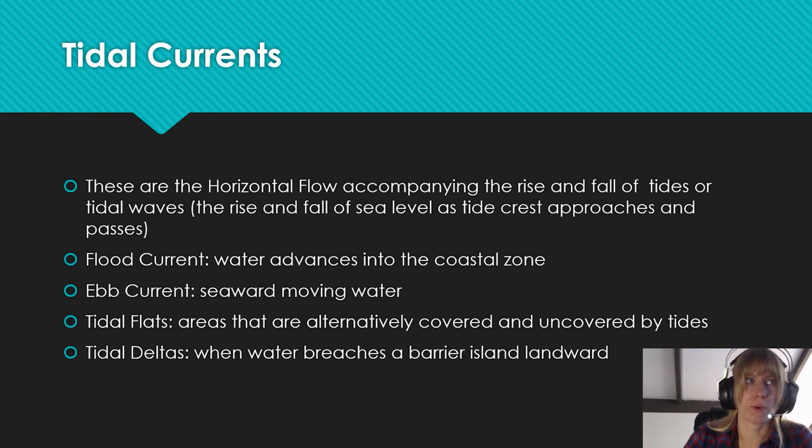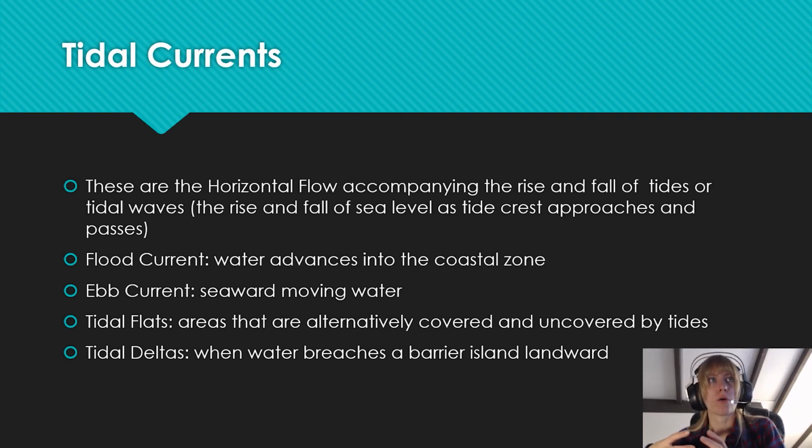All right, so tidal currents are the horizontal flow accompanying the rise and fall of tides or tidal waves. This is the rise and fall of sea level as the tide crest approaches and passes. The flood current is when water advances into the coastal zone. Ebb currents are when you have seawater moving seaward. So flood current moving in, ebb current moving out. Kind of like a flow and ebb.